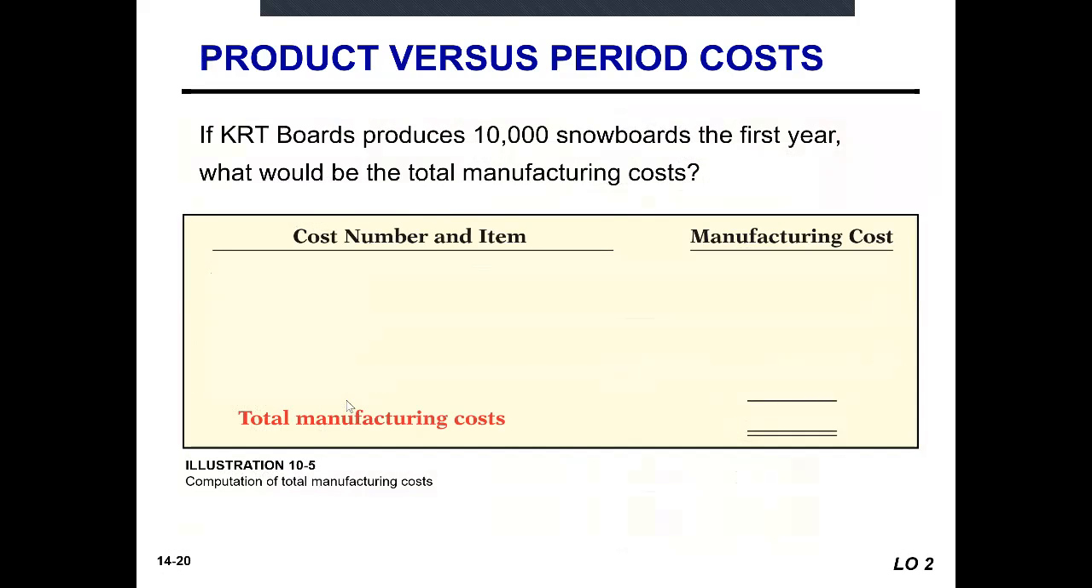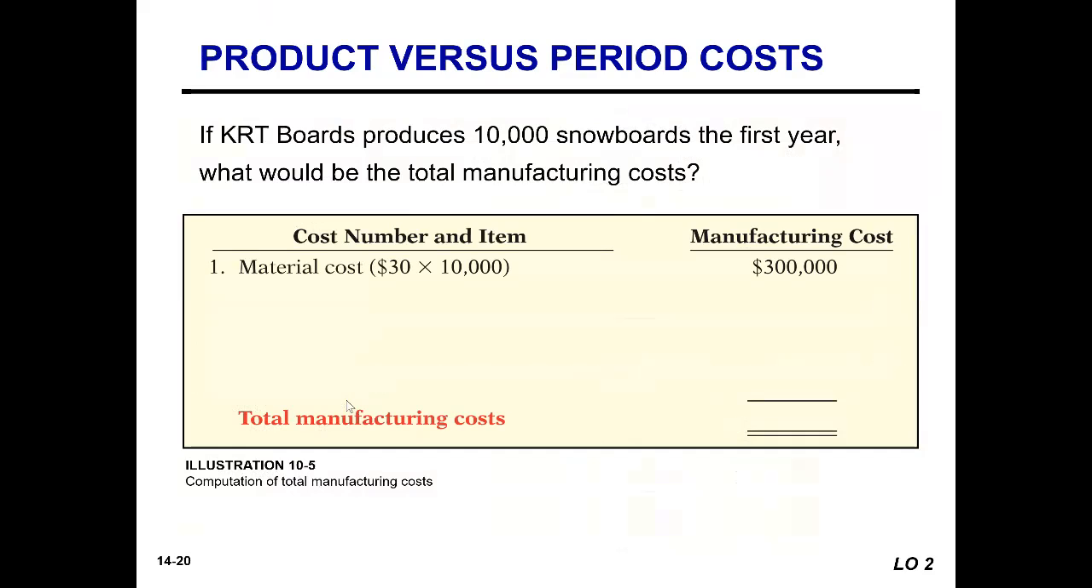All right, so product versus period costs. If they produce 10,000 snowboards for the first year, what's the total manufacturing cost? Well, we know that manufacturing costs are three things: direct materials, direct labor, and overhead. Okay, so if the material costs $30 per unit, we have $300,000 at 10,000 units. The labor cost is 40 at 10,000 units, so 400,000.